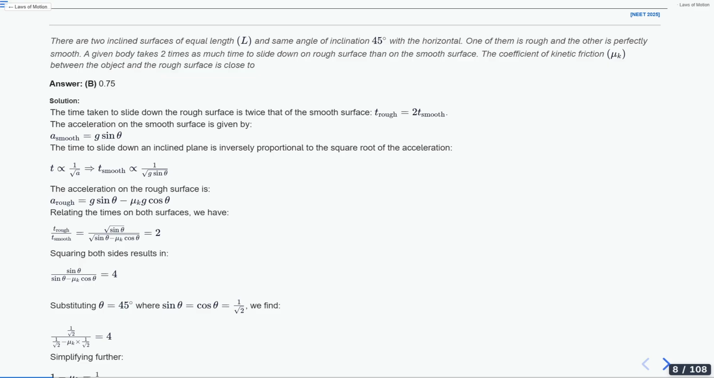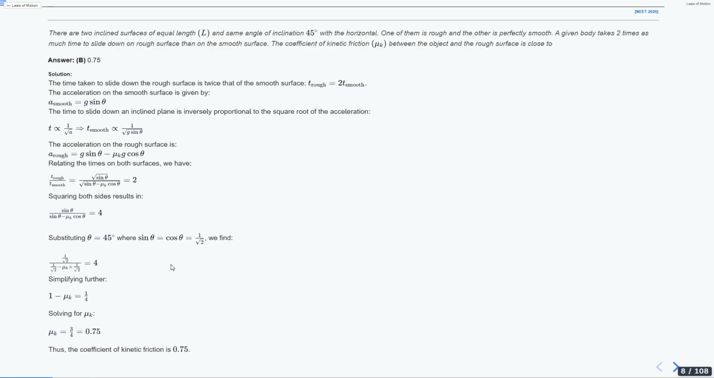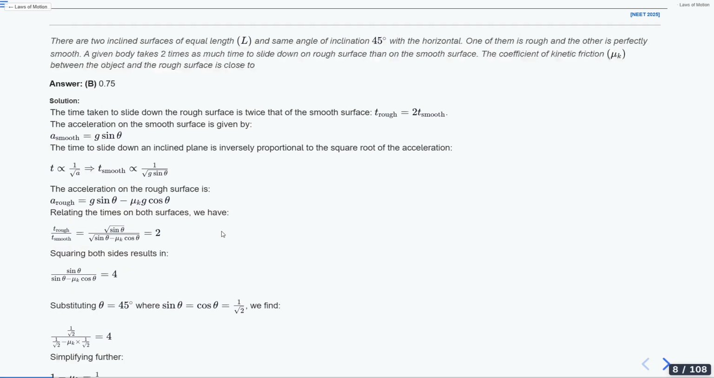What's theta? It's told that the two inclined surfaces are inclined by an angle of 45, so theta equals 45. Sine of 45 will be 1 by root 2, and cos of 45 will again be 1 by root 2. When we put in the values, we get mu_k equals 3 by 4, that's 0.75. So 0.75 is the correct answer.